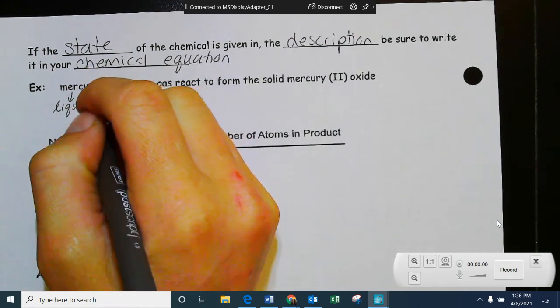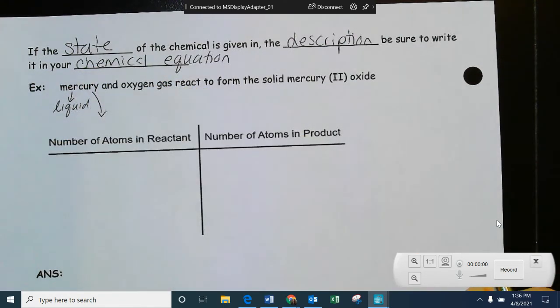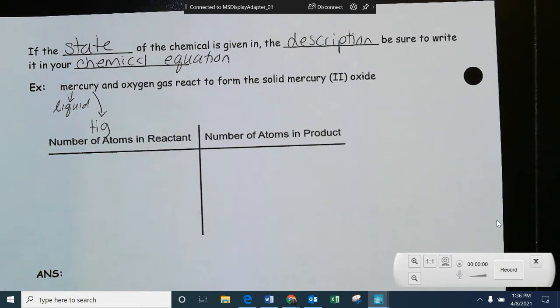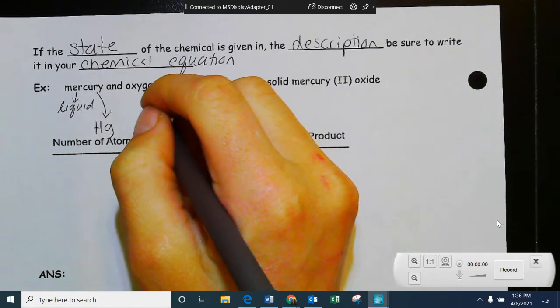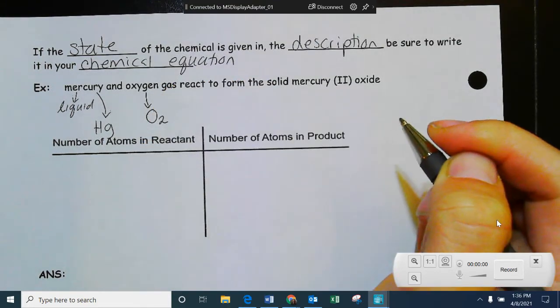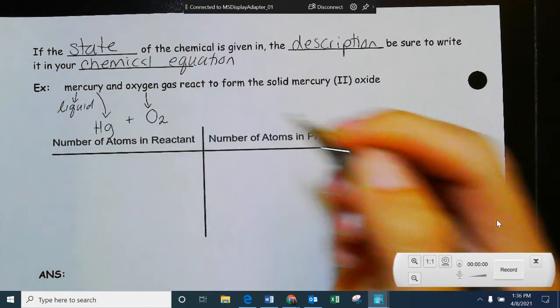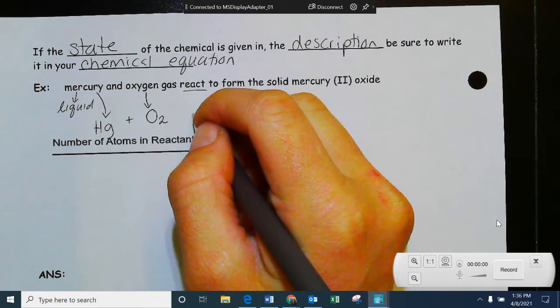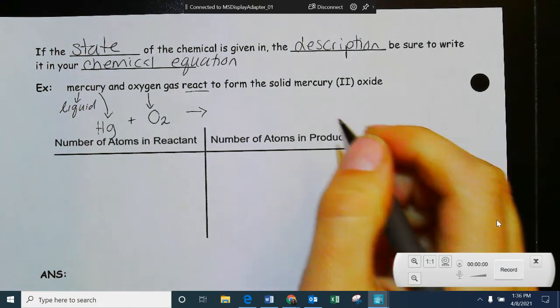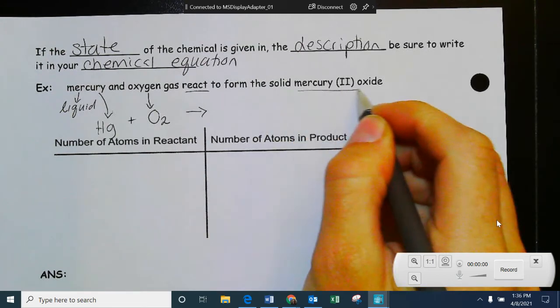Okay, so mercury, what's the chemical symbol for that? Does anybody know it? There we go. Somebody did it as one of the elements. Okay, Hg, oxygen. It's going to be O2 because it's diatomic. So those things are going to react, so that means that we're seeing an arrow. React, produces, anything like that means that's our arrow to form the solid mercury 2 oxide.